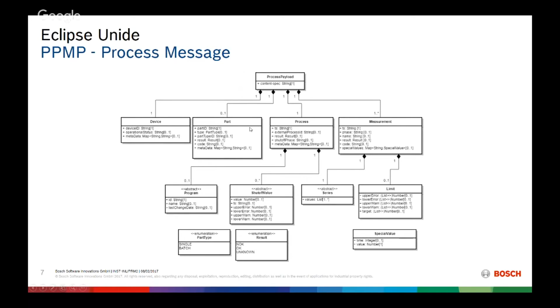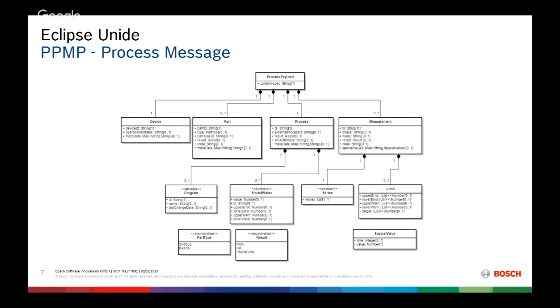The most complex but very important message type is the process message. So in the process payload, you have also the content spec and the device object, as well as in the machine messages or measurement messages, and you have the part object. And in addition to the part object of the measurement message, you can set here a part type. So is it just a single part what you're producing, or is it maybe a batch of parts, so a collection of parts what you are producing?